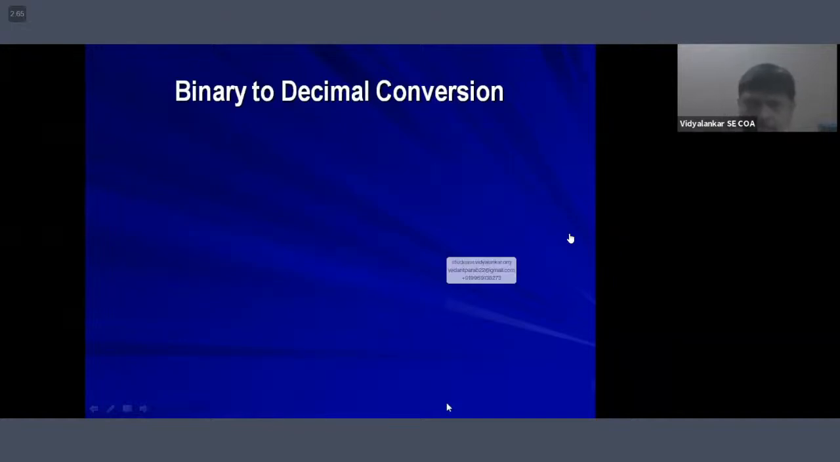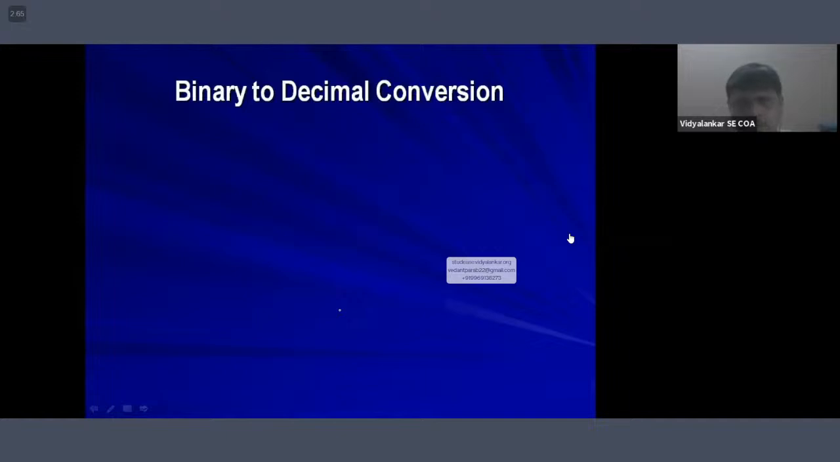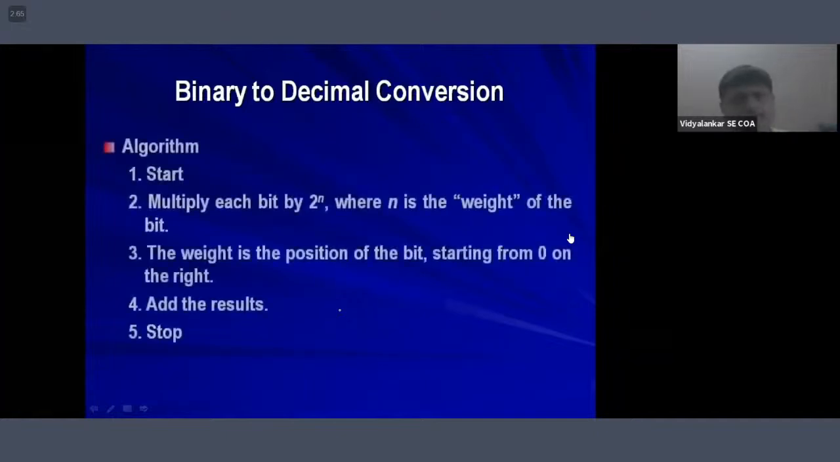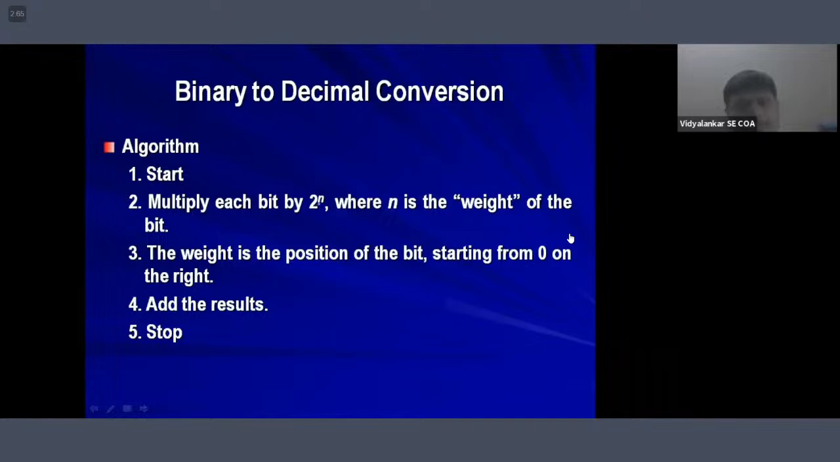So, if you recollect the previous one, we applied division for converting decimal to binary. The complement to division is multiplication. So conversion of binary to decimal we do through multiplication. This is the algorithm. Observe it. What we do is start the process and multiply every bit by 2 raised to n. What is n? n is the weight of the bit. What is that? I'll show you with an example, because in the algorithm it may not be very clear. Don't worry. In 5 minutes you will understand what the weight is.